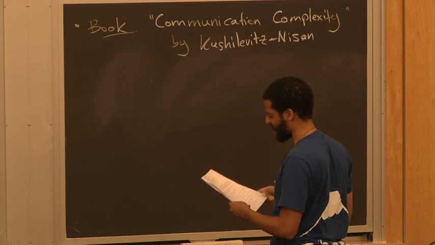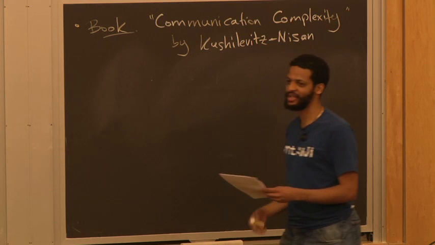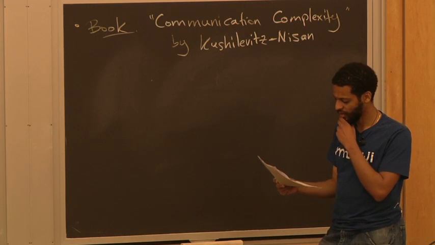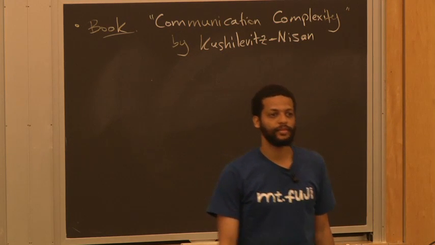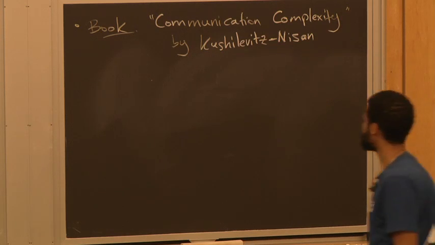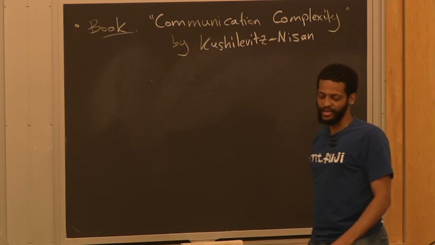This is not a class on communication complexity. I just want to get you familiar enough with it that you can use it for some problems that are relevant to us. Okay. Yeah, that's right. For equality. And I'm imagining delta is a constant, like a third or something.